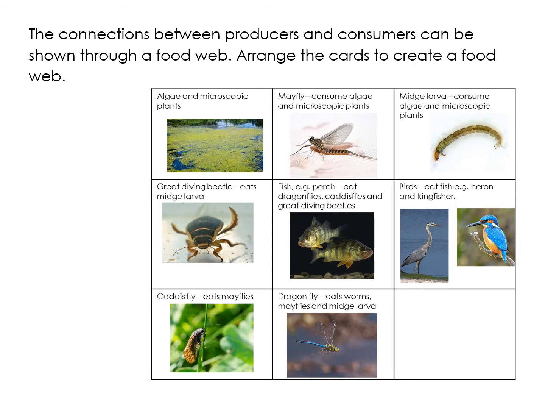So in reality, consumers usually eat more than one thing. So the interactions between producers and consumers is a lot more complex, and we end up with a food web rather than a food chain. See if you can rearrange these images to create a food web for this pond ecosystem.